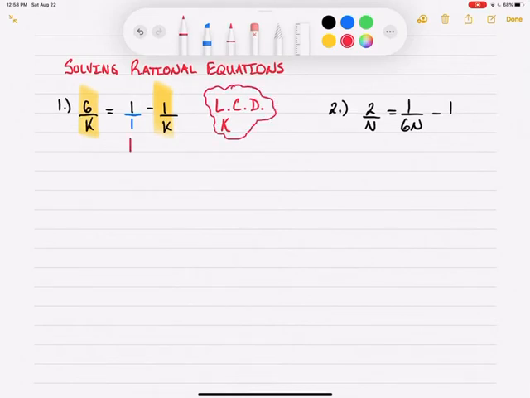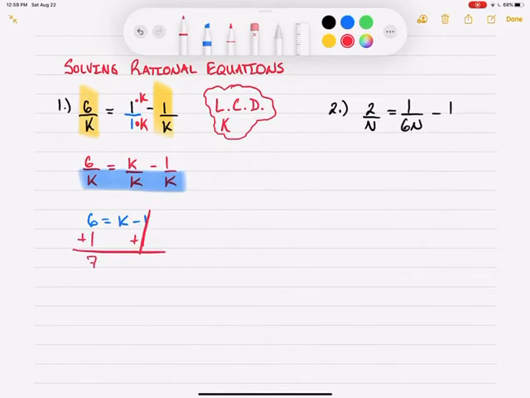So the only one I have to change is in the middle. It's a 1. To change 1 into k, I need to multiply by k. Whatever I do to the bottom, I have to do to the top. And I have 6 over k equals k over k minus 1 over k. Now, every single one of my denominators is the same, so I can ignore them and worry about what's up top in the numerator, which is 6 equals k minus 1. So all I'm going to do is solve for k by adding 1 to both sides, and I have 7 equals k.